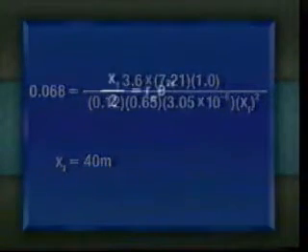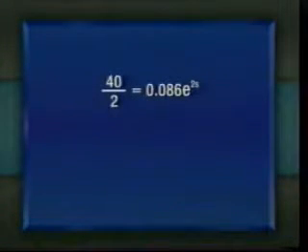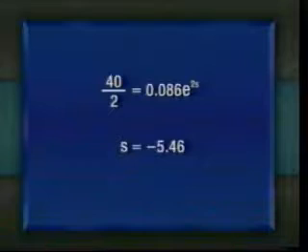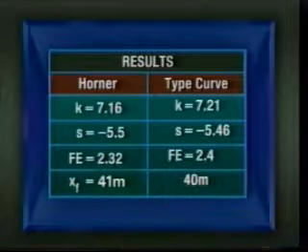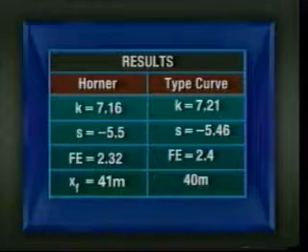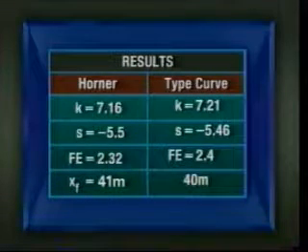The skin factor can be calculated from this equation. Substituting the appropriate values, we obtain a value of minus 5.46 for skin. Our final solutions obtained from the type curve matching method show a close correspondence with those from the Horner approach. From the preceding analysis, we can conclude that the frac job resulted in an improved skin factor and an improved productivity from this relatively low permeability reservoir.